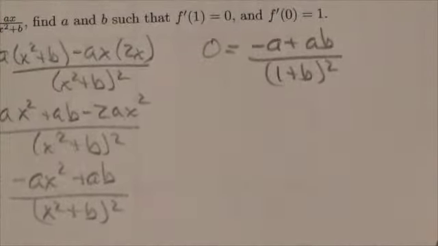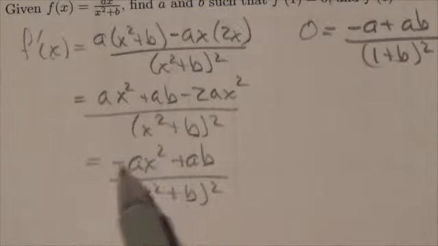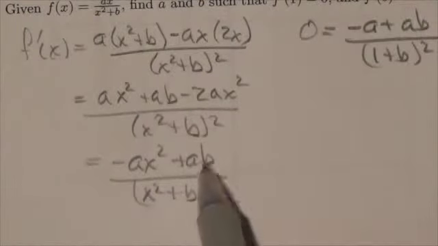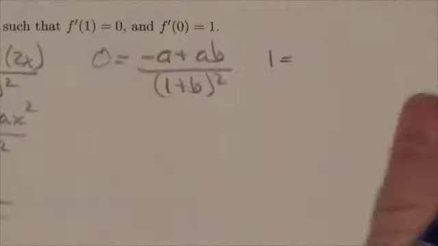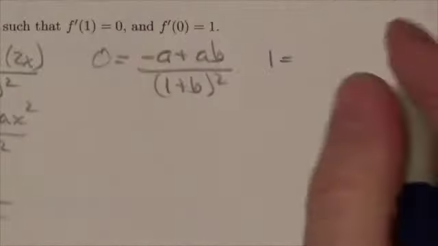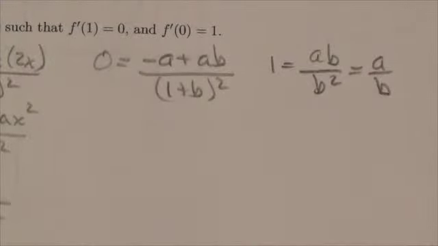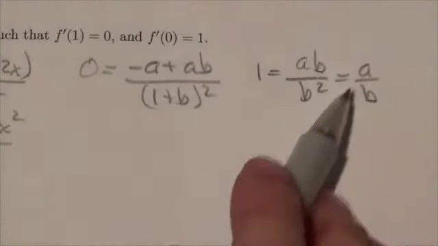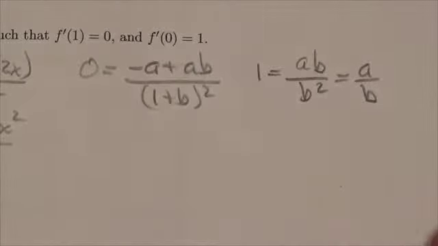This next one says that if I evaluate the derivative at 0, the answer is 1. So 1 will equal, okay, if I plug 0 into this, this term goes away. You're left with ab in the numerator, all over, if you plug 0 in, this becomes just b, so the denominator becomes b squared. And that is going to equal a over b. Okay, this is equal to a over b so long as b is not 0.